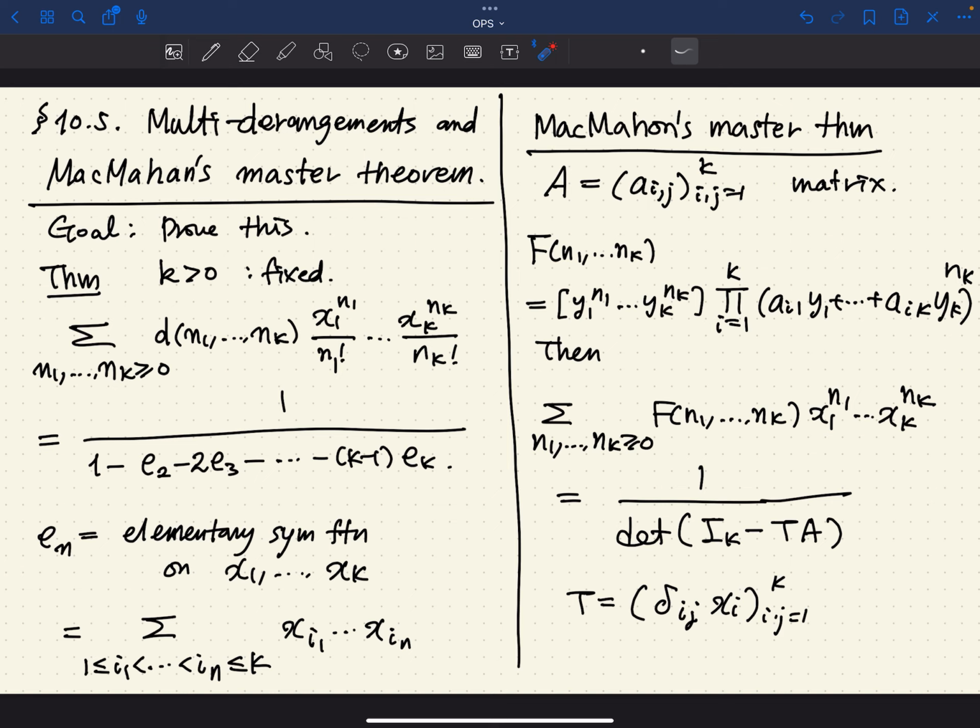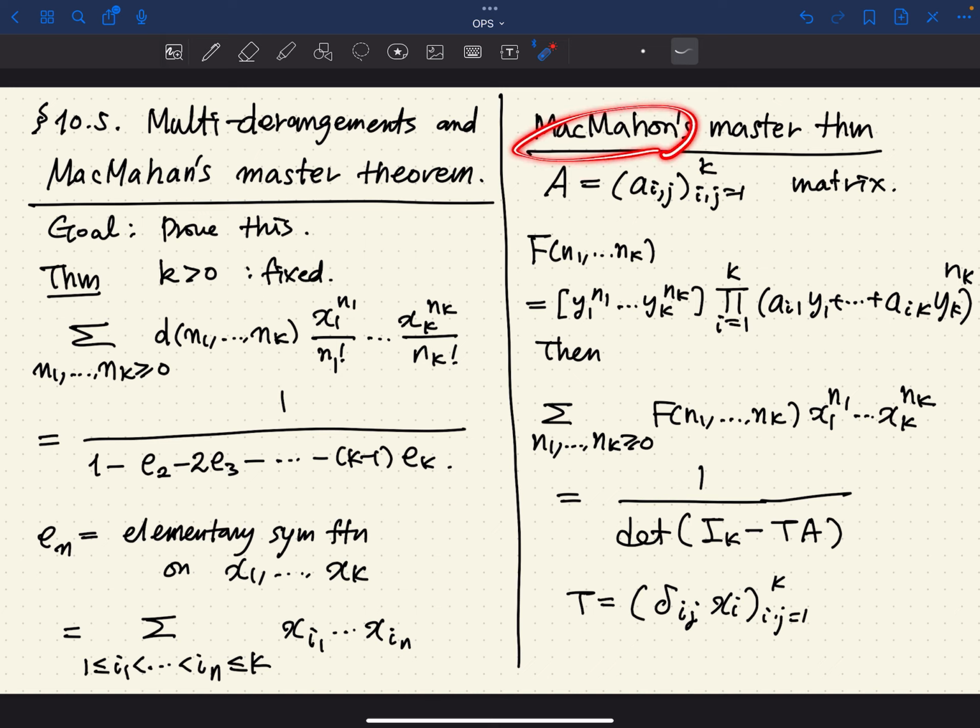Okay, so this is obviously due to MacMahon, and he named it a master theorem because he believed there are so many applications to this, so it's a master theorem. We can do many things. The more surprising thing is that this was proved more than 100 years ago.